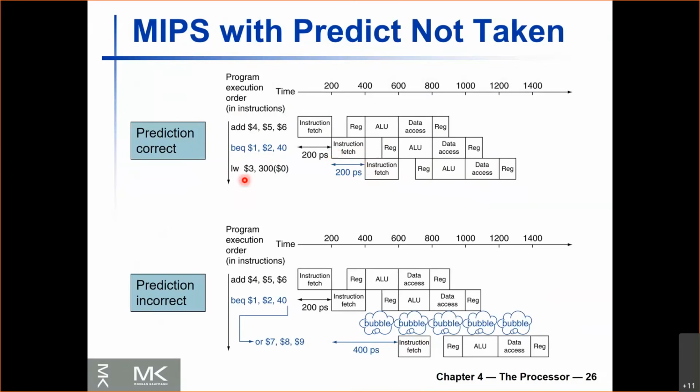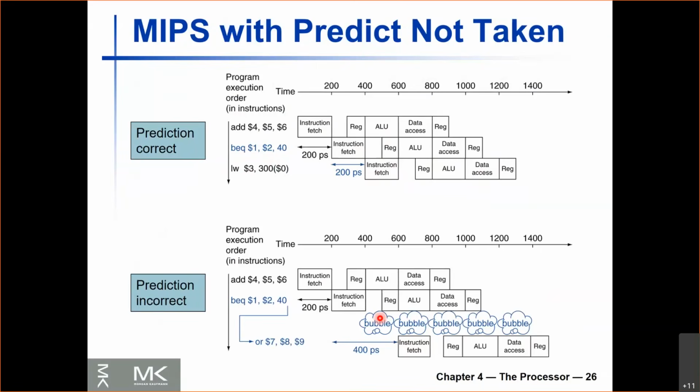What happens when we predict correctly? What happens when we predict incorrectly? Here we're only going to pay the stall if we predict incorrectly. It turns out that processors can actually predict branches with very high accuracy.